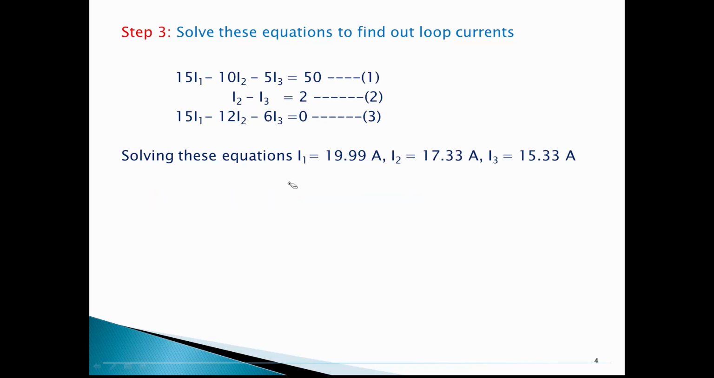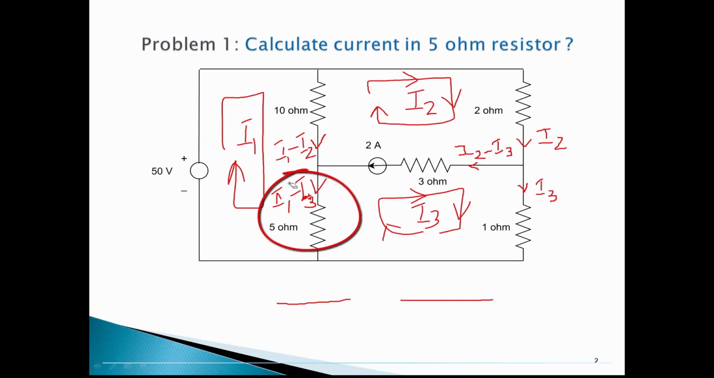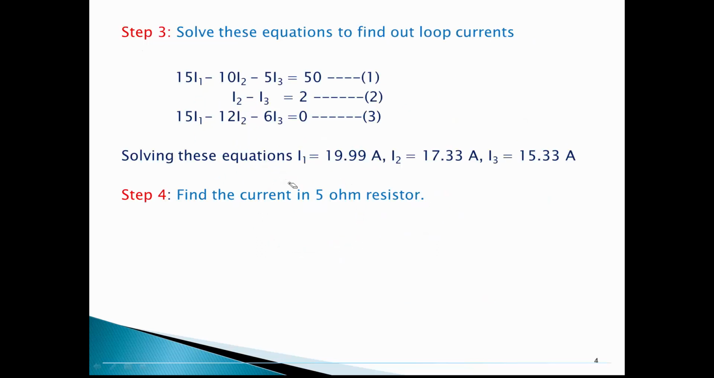Let me go back to the question. The 5 ohm resistor is here, so current flow in the 5 ohm resistor is I1 minus I3. Let's calculate the current in the 5 ohm resistor. I1 minus I3, that is 19.99 minus 15.33, it is 4.66 amps. This way you may conclude the solution for problem number 1.